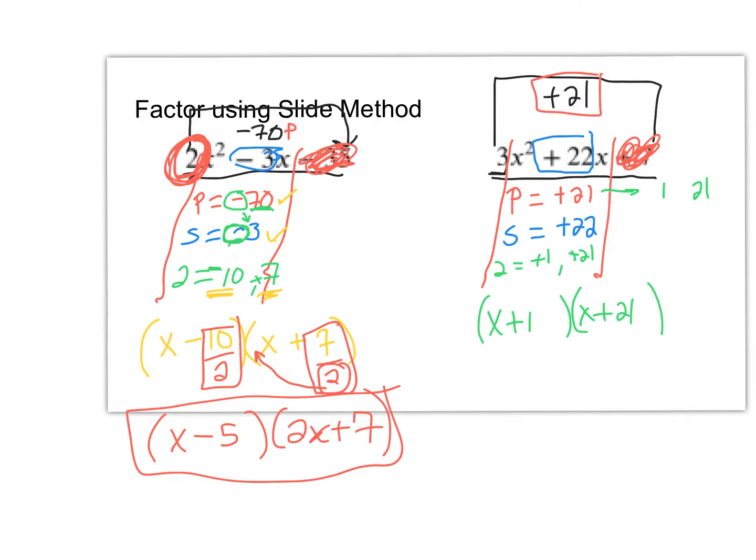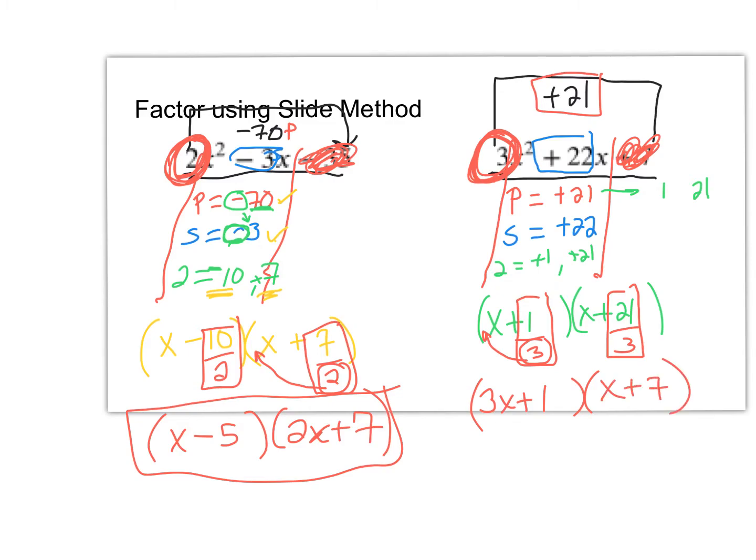And now don't forget, since we did the slide, we have to divide by our lead term. So divide by 3, divide by 3. Now again, 1 over 3 I cannot reduce, so I'm going to scooch this 3 in front of the x. 3x plus 1. 21 over 3 is 7, so that goes down nicely as x plus 7. And there it is. All done.